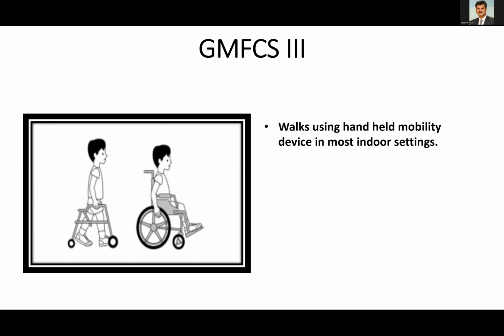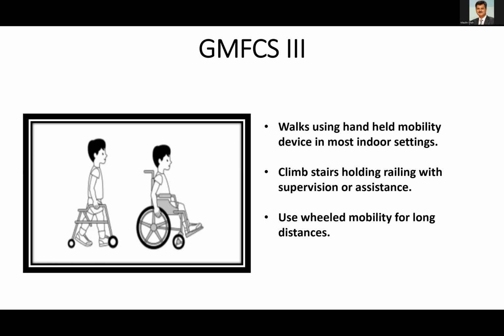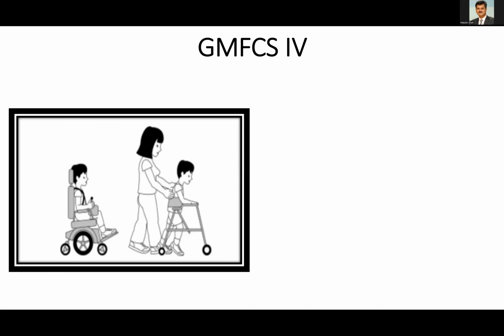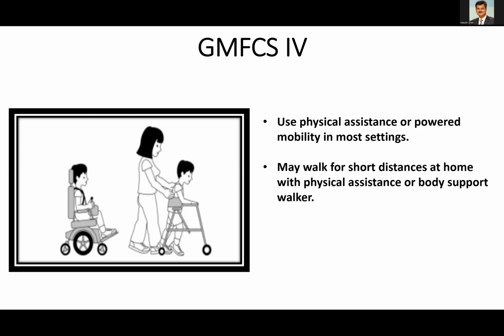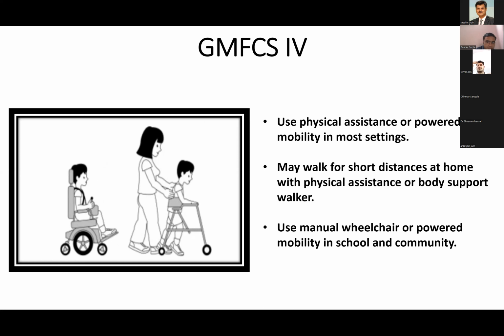GMFCS 3, where the child walks using handheld mobility devices in most indoor settings like a walker or a cane. Child climbs upstairs holding a railing and with some supervision or physical assistance. He uses wheeled mobility for long distances. GMFCS 4, where the child uses physical assistance in almost all regions or powered mobility. He may walk for short distances at home with physical assistance or a body support walker, and uses a manual wheelchair or powered mobility in school and community.